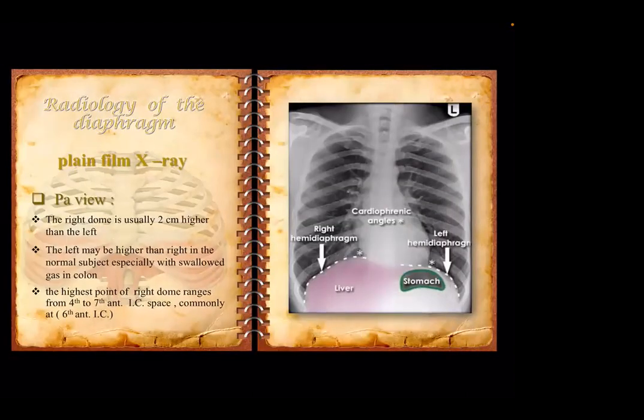Radiology of the diaphragm: plain film x-ray, PA view. In the PA view, the right dome is usually 2 cm higher than the left, and the left may be higher than the right in a normal subject, especially with swallowed gas in the colon. The highest point of the right dome ranges from the 4th to 7th anterior intercostal space, commonly at the 6th anterior intercostal space.